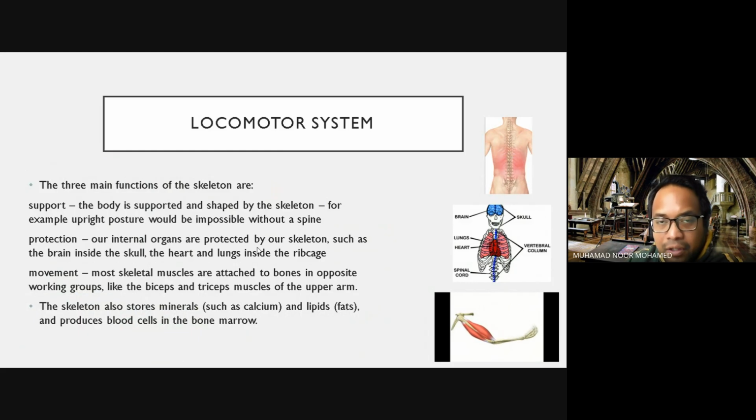And finally, with the help of muscles and also joint, bone provide movement, where most skeletal muscle are attached to the bone in opposite working group, like the bicep and tricep, and then when one of the muscle contract, another one will have a retraction. It will move a joint. For the example of the hand movement, it will move the elbow, where we can see flexion of our forearm. So the skeleton also act as a place to store minerals such as calcium and also lipid that we can have abundance in the trabecular parts of the bone itself.